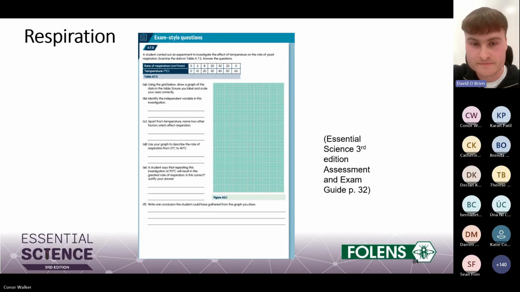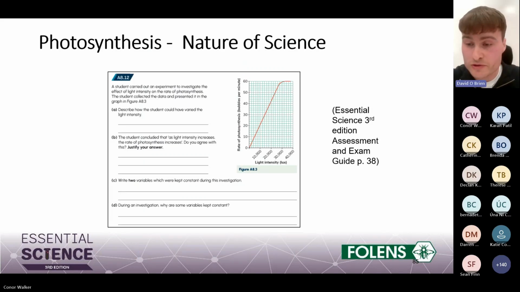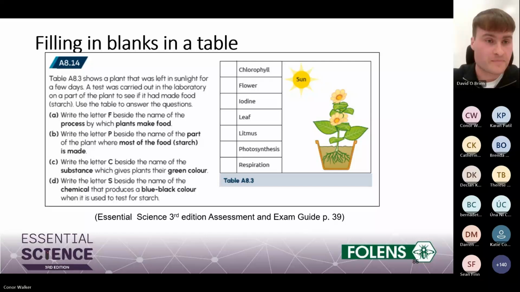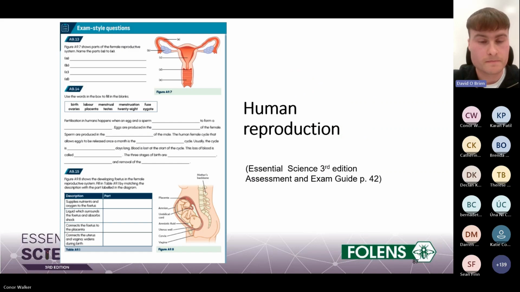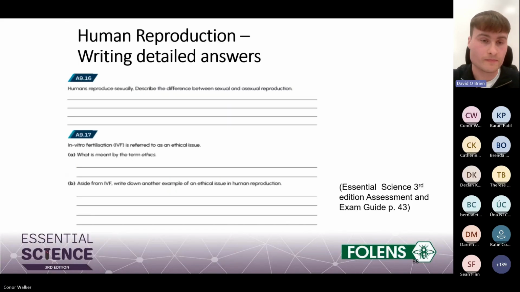Next slide, please. The same for photosynthesis, as I've just said. Next slide, please. And again, just another example of top quality question in the assessment guide. Next slide, please. We have, again, a full page for human reproduction, multiple pages. This is just one example of exam-style questions. Next slide, please. And writing detailed answers, as I said, key skill recommended by the 2019 Chief Examiner.